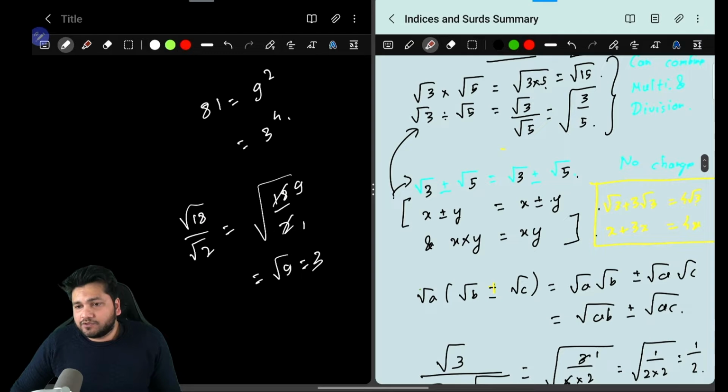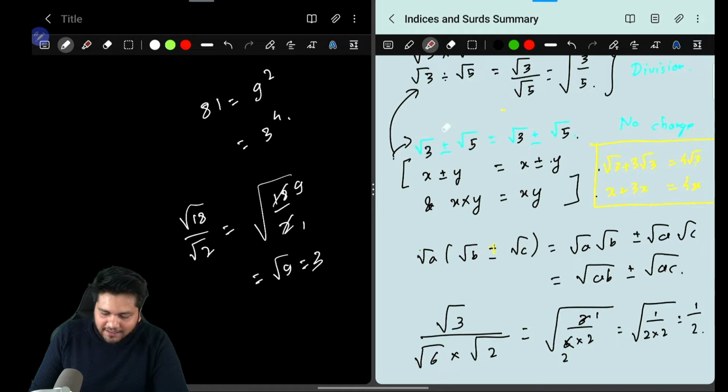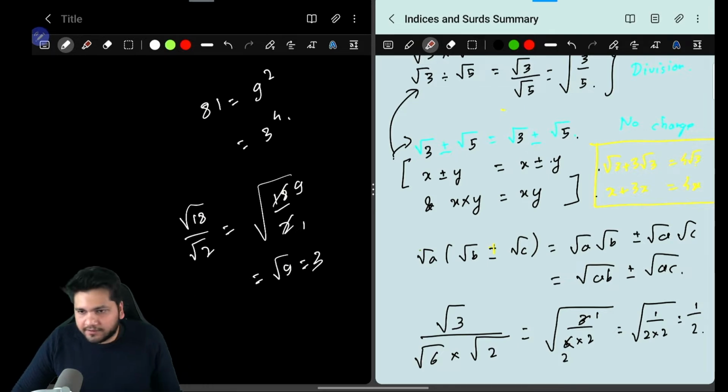Now, when it comes to addition and subtraction of surds, you cannot add root 3 plus or minus root 5, as I've mentioned here, because these are just like different x and y. You cannot combine x plus or minus y as x, y. But if I talk about x into y, yes, we can definitely combine, it's going to be xy. So maybe you can relate that with algebra.